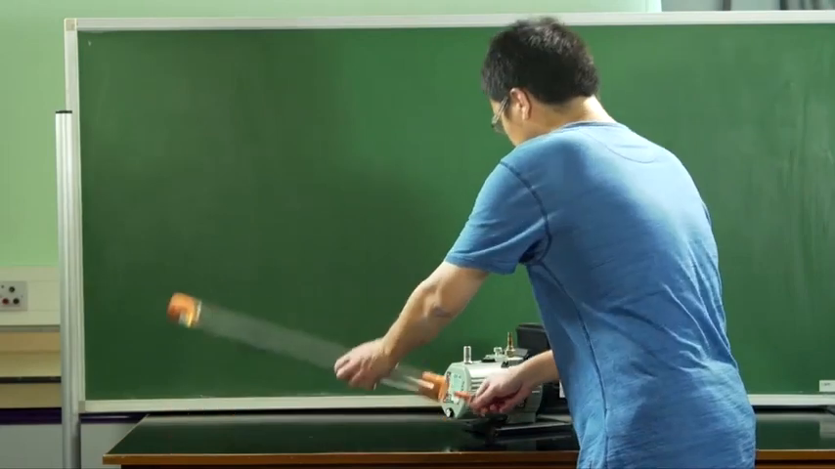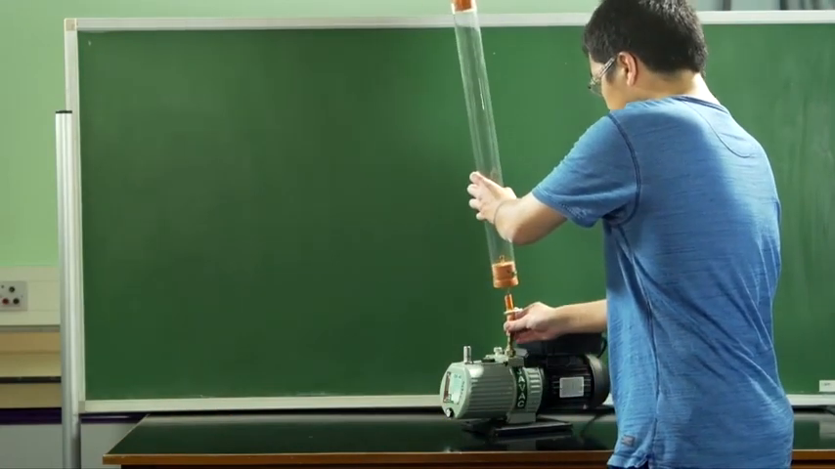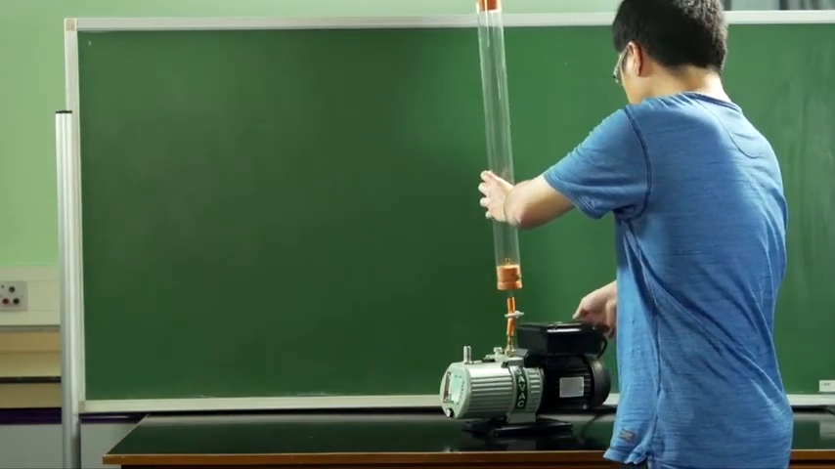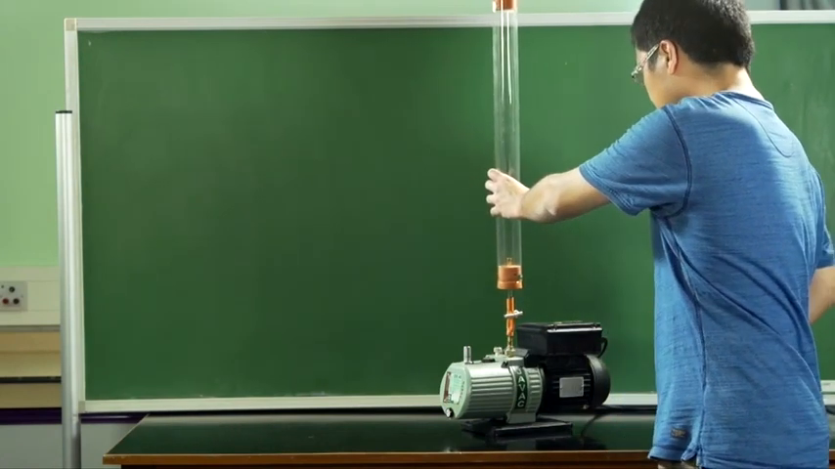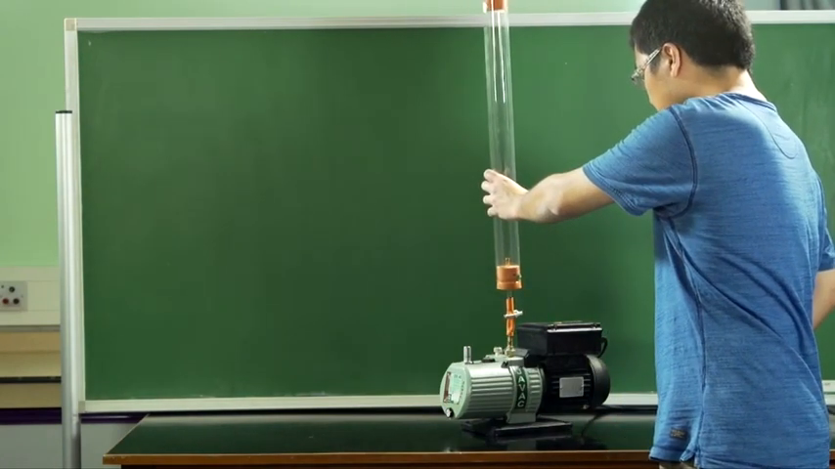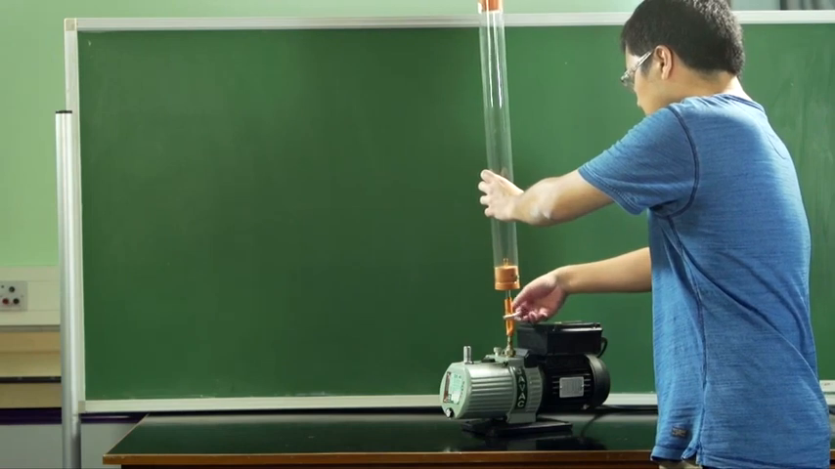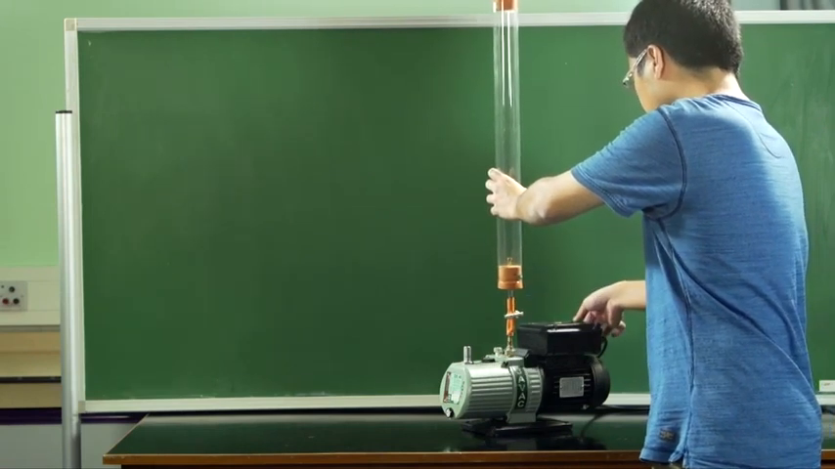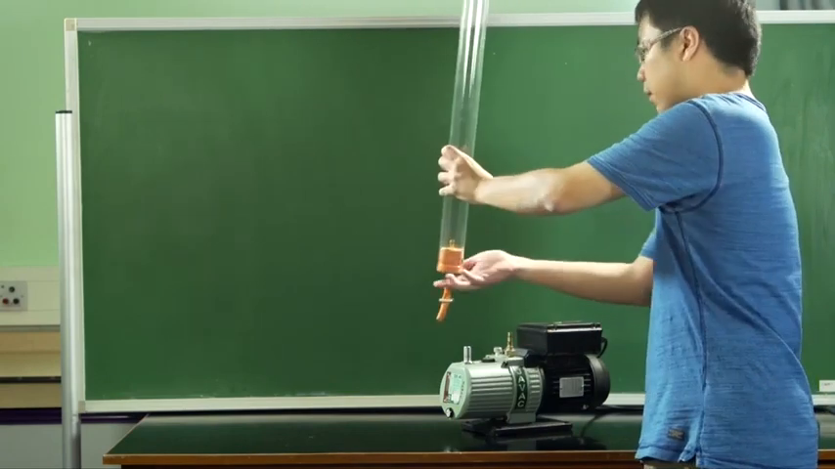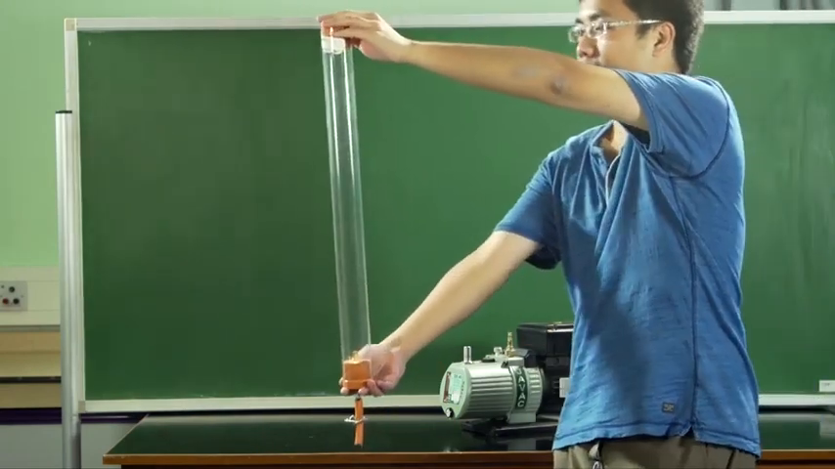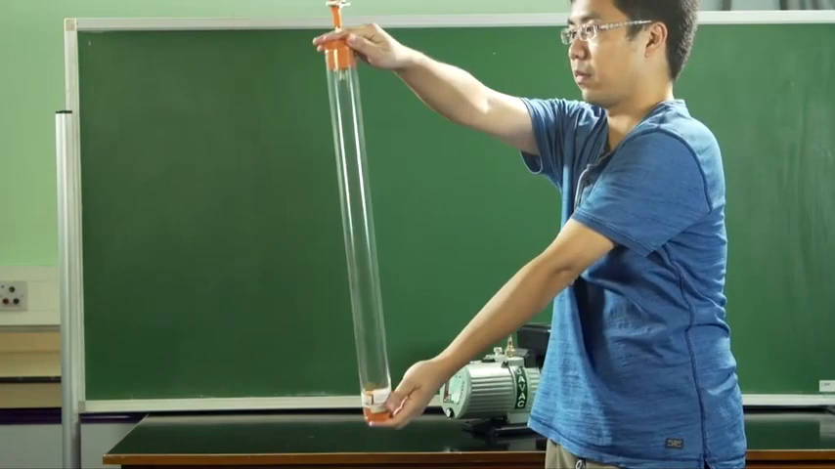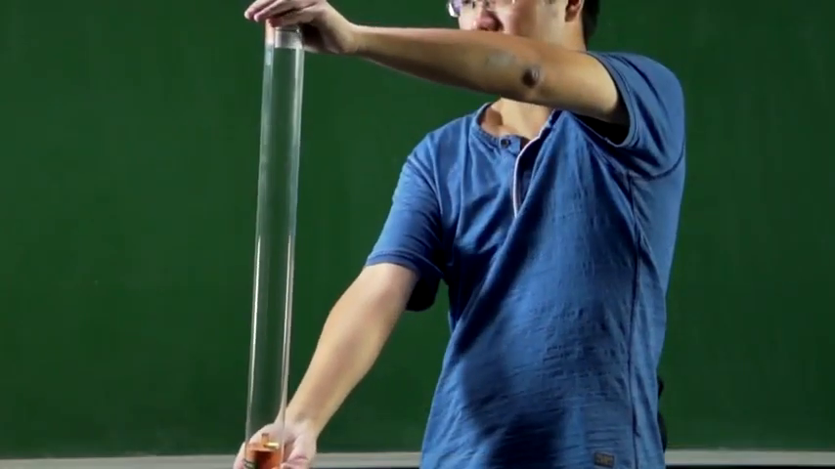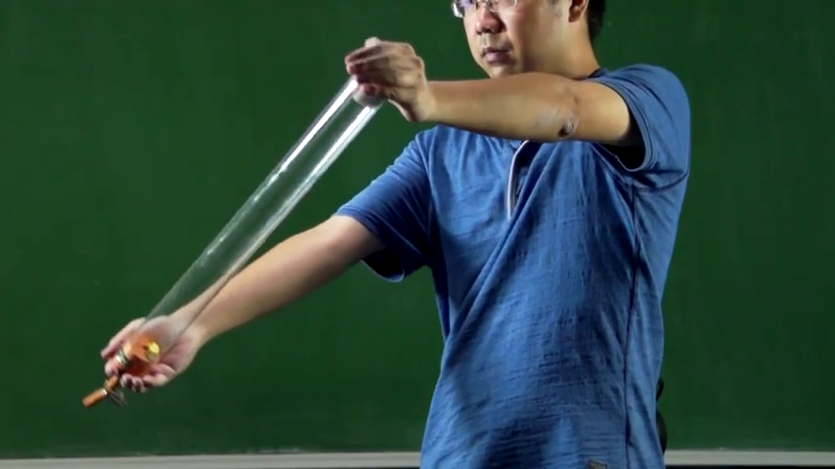Then, use a vacuum pump to remove the air from the tube. Let the coin and the paper disc fall again. Do they fall in the same way as last time?